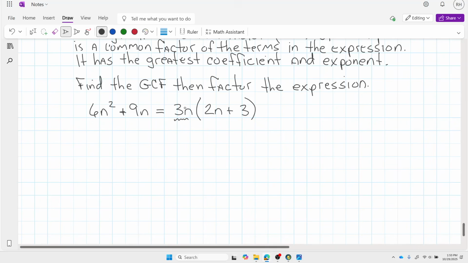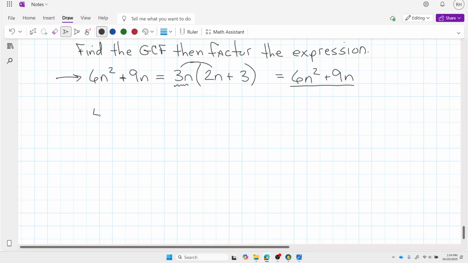And just like yesterday, if you want to check this, okay, just multiply. So if you take 3n times n, you get 6n squared. All right, and if you multiply 3n times 3, you get a positive 9n. And if this product at the end is the same as the expression that you factored, then you factored it correctly. Make sense? Good.